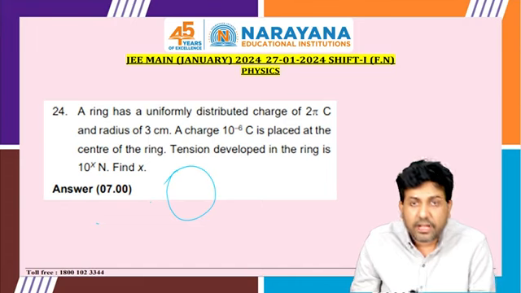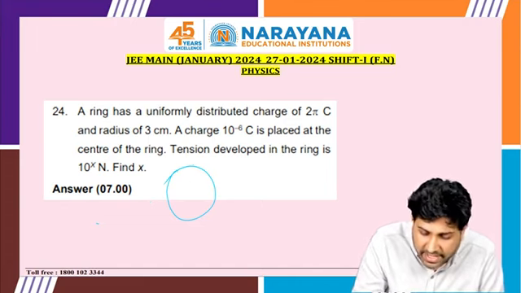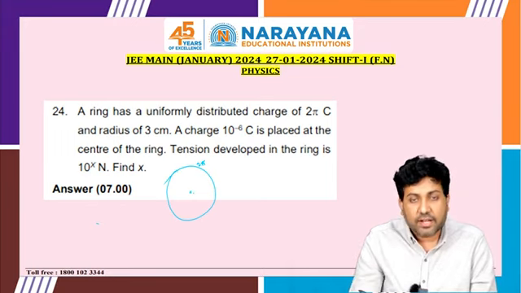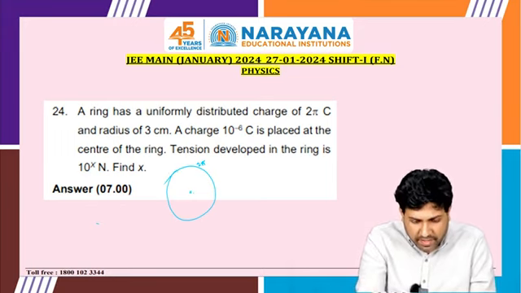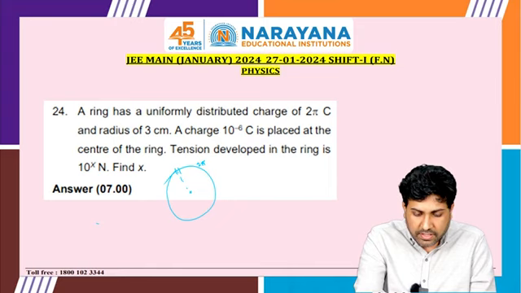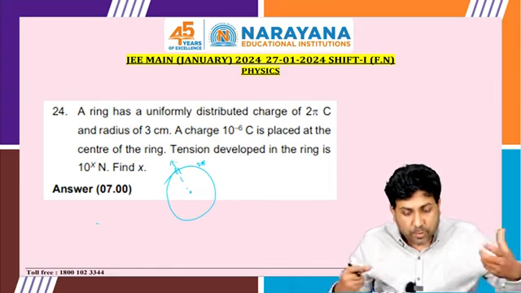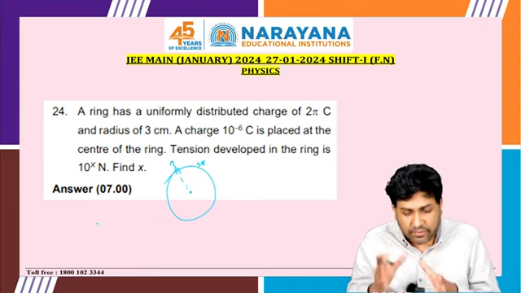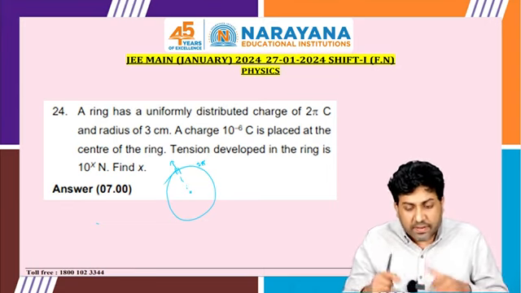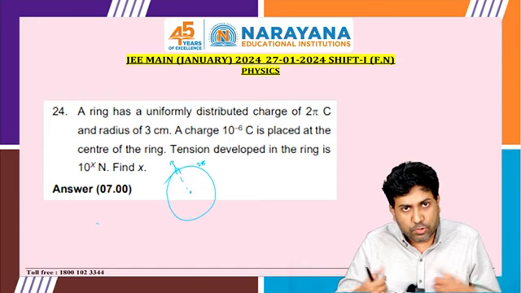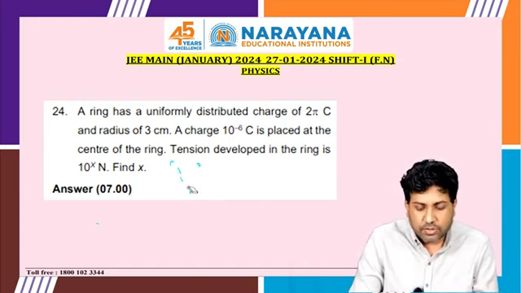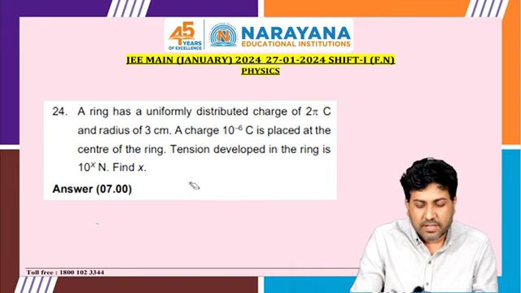So let's say this is the ring, and the ring already has a charge of 2 pi coulomb, and we have placed one charge here at the center of the ring. Then every element of the ring starts to experience an outward force. Although the net force will be zero, every element is experiencing an outward force to stretch. That means there is a tension developed in this ring. So they are asking what is the tension developed in the ring.